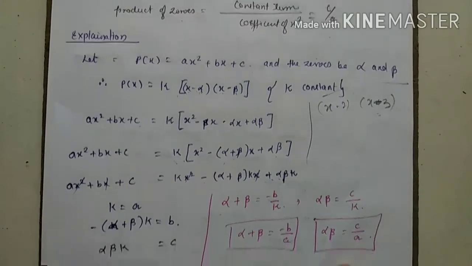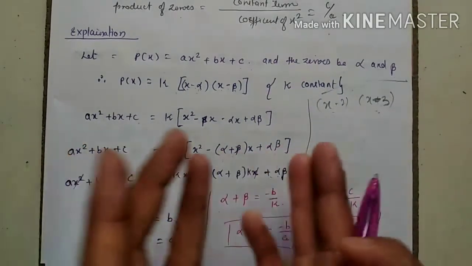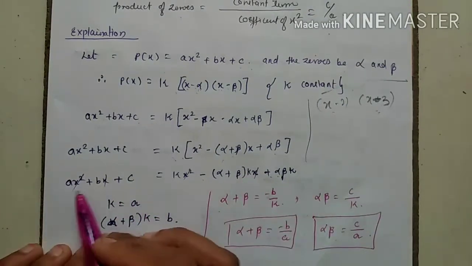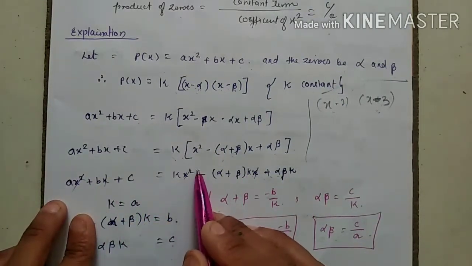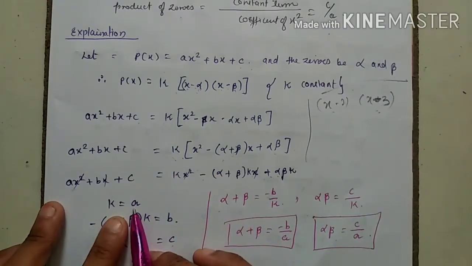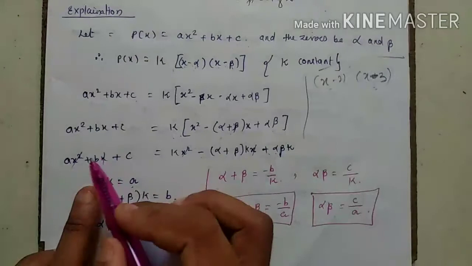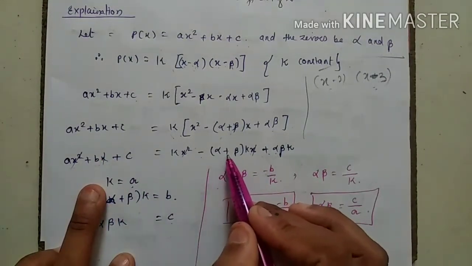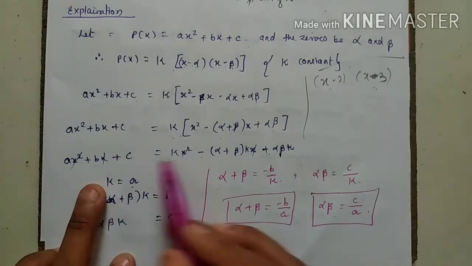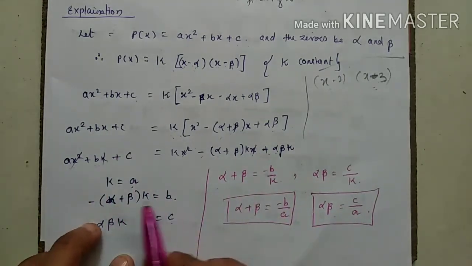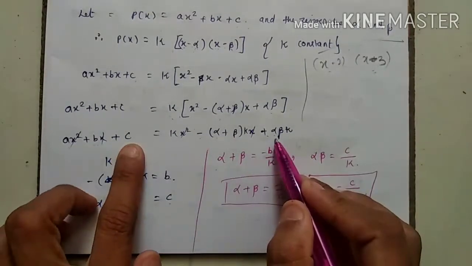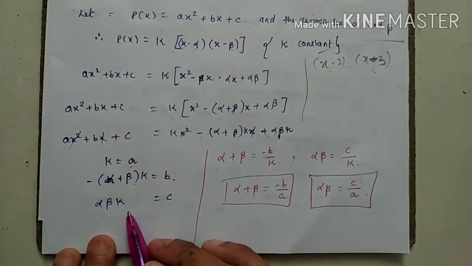Now come to here. You have to compare this part to this. Just understand, we have equal, it means this equals this. So ax square equals kx square, correct or not? x square cancels, what remains? a equals k. Is it clear to all? Next, bx equals minus alpha plus beta kx, correct or not? So you can understand, x cancels with x, so b equals minus alpha plus beta k. Same as c equals what? Alpha beta k. Is it clear to all?